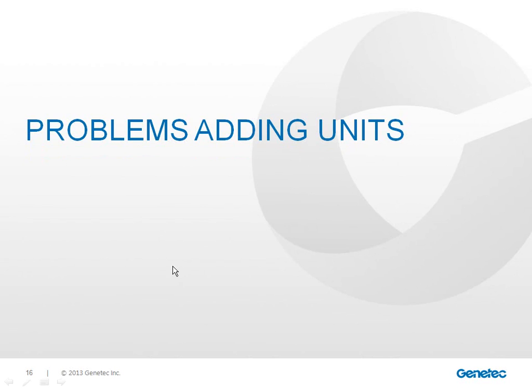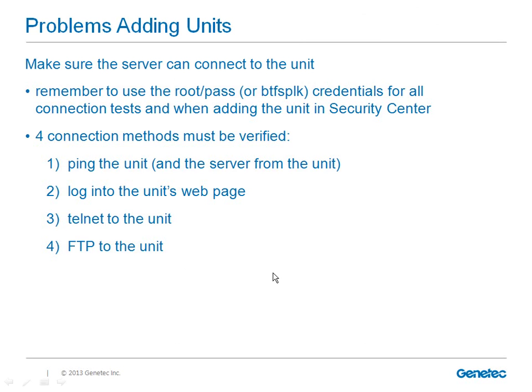So our first troubleshooting topic is taking a look at what you can do when you run into problems adding access control units to Security Center. For the access manager to be able to add a unit, it needs to be able to connect to it properly. From the main server running the access manager, make sure you can connect via the 4 main connection methods.